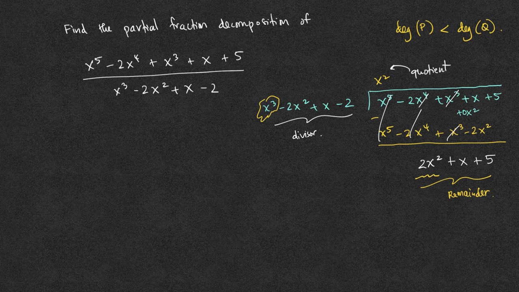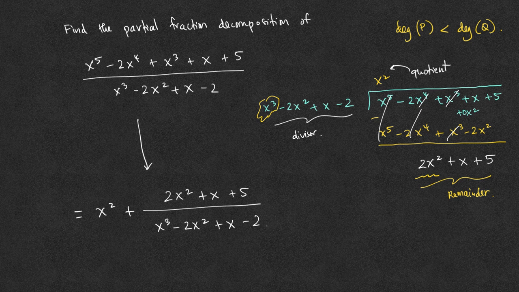And so, the given rational expression can be rewritten as x squared plus the remainder 2x squared plus x plus 5 over the divisor x cubed minus 2x squared plus x minus 2. And this rational expression is now proper. This is a proper fraction. We will perform partial fraction decomposition on this rational expression only.